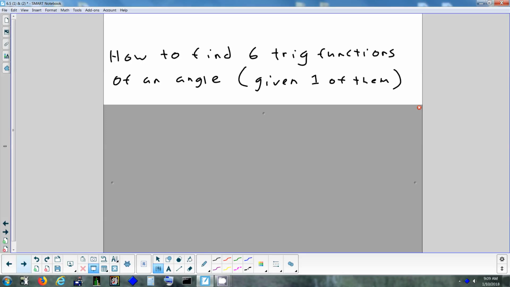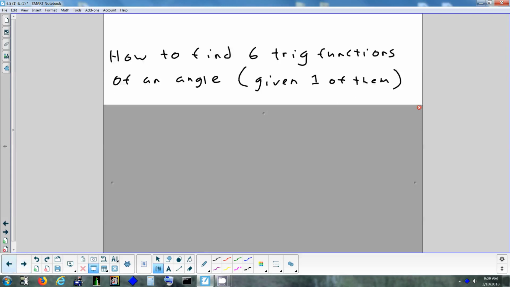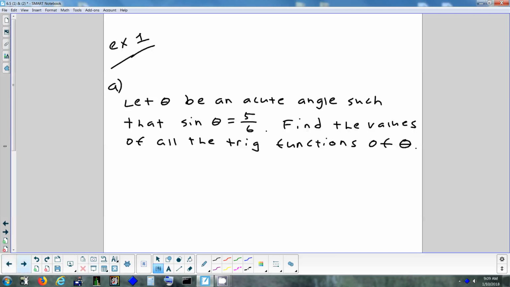All right, so let's say they gave you a problem like this. I'm going to tell you that the sine of some mystery angle is 5/6. I'm never going to tell you what the angle is. I'm just telling you something about it. It has a sine of 5/6. Find every other trig function. Does anybody know how you would do that, before I tell you the steps?